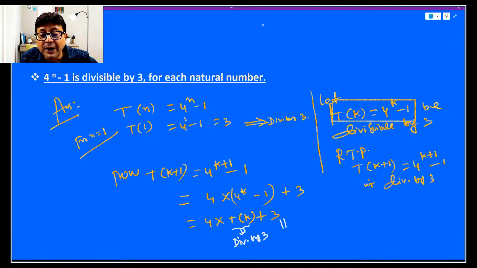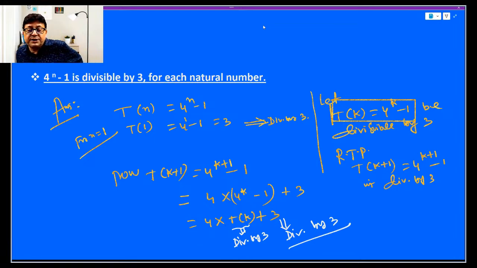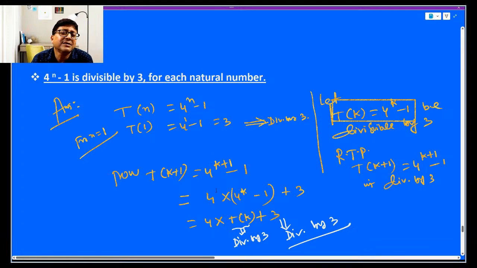What about this part? Divisible by 3. So what about the sum? T(k+1), that is also divisible. It is proved by induction. Very first also. Many other ways are there that we'll come to know one by one.